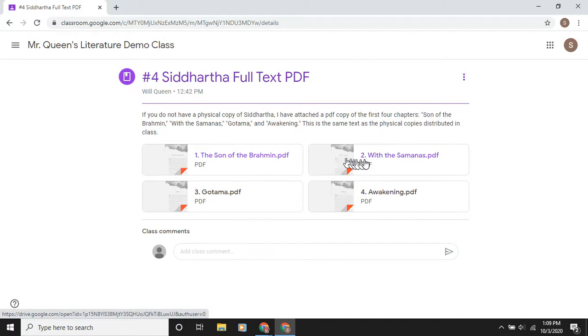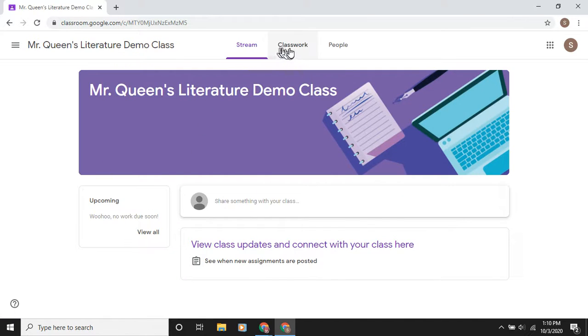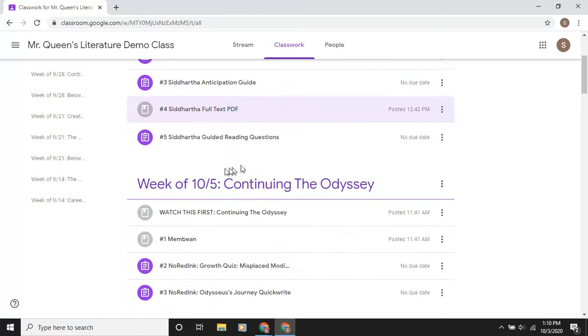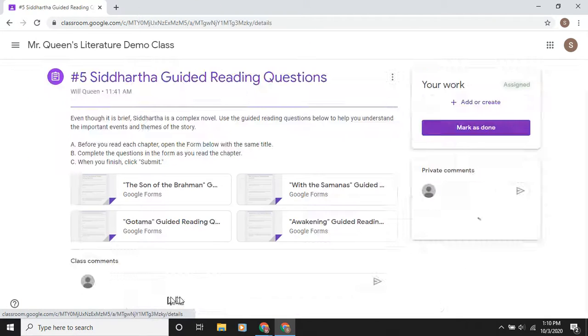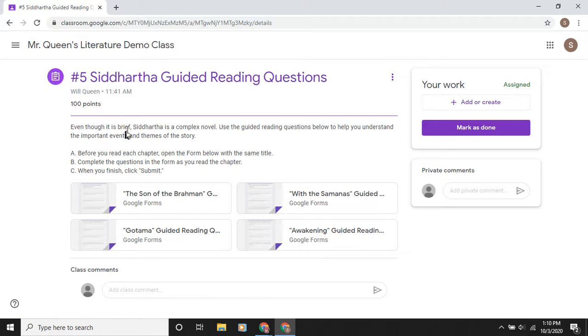You need to make sure that you do your best to read all of these this week. You actually are supposed to start on the 5th chapter this week as well, but I'll add that into next week's reading. As you are reading these texts, you have number 5 to complete. So view the assignment. Number 5 is your guided reading questions for Siddhartha. Even though it is brief, Siddhartha is a complex novel, so you need to use the guided reading questions below to help you understand the important events and themes of this story.